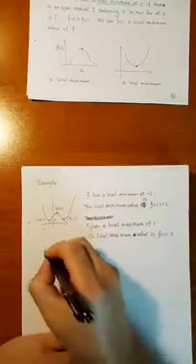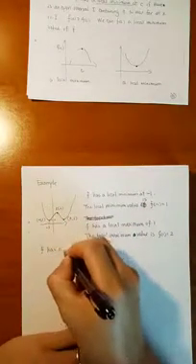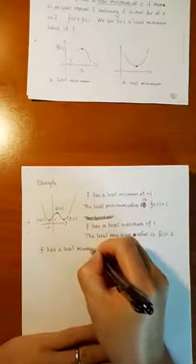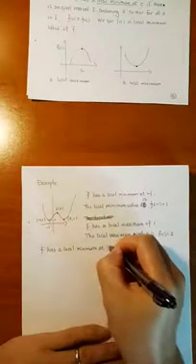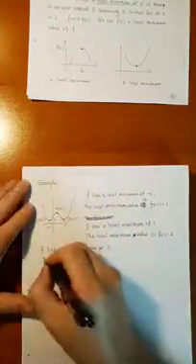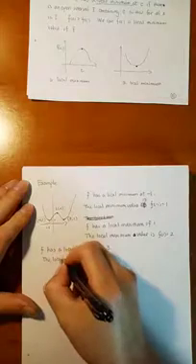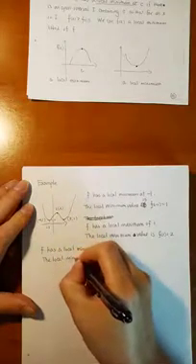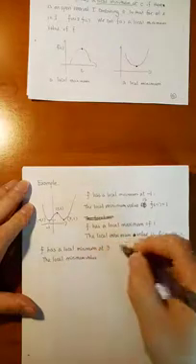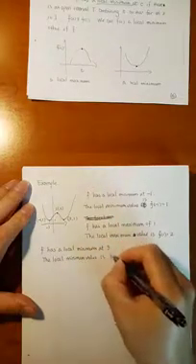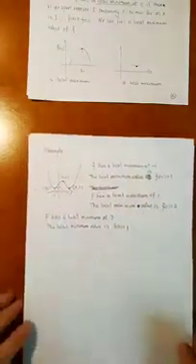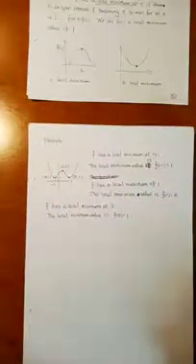And at 3, f has a local minimum at 3. It's the lowest point. Local minimum at 3. The local minimum value is f of 3. F of 3 is equal to 1. So we get the answer.